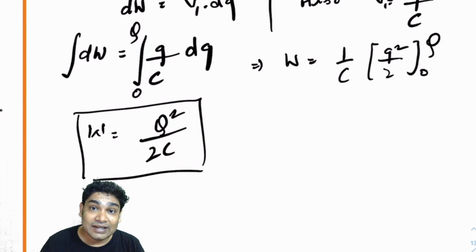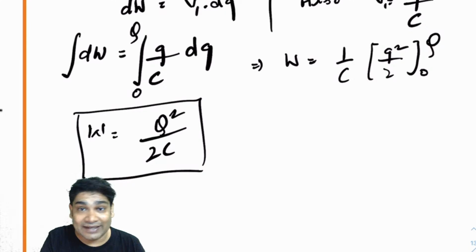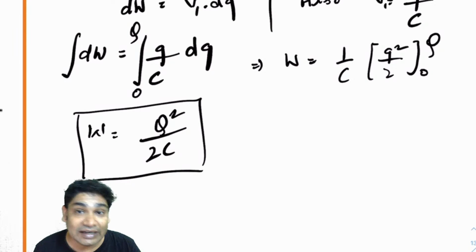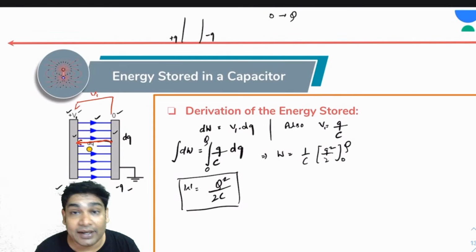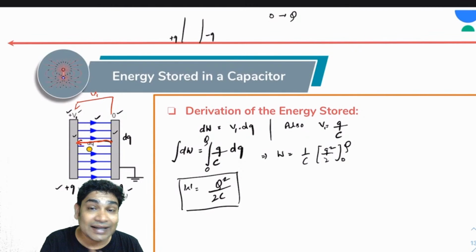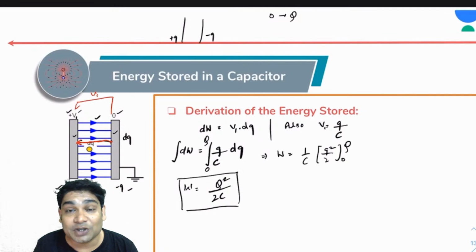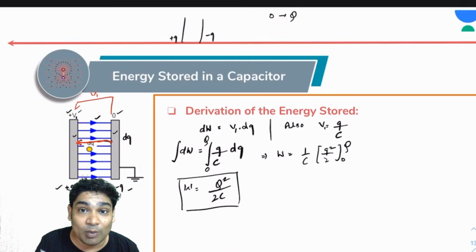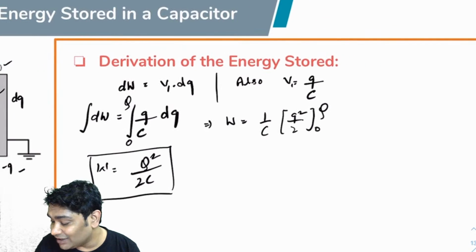So whatever work I am doing in charging these plates, that is the work that will get stored in the form of energy. Alright, so I hope you follow this. This is the expression that I'm getting. Whatever work I'll be doing in charging this capacitor, where is this work going? This is the work that is getting stored in the form of energy, in the form of electric fields. Alright, so now I can do all these substitutions.